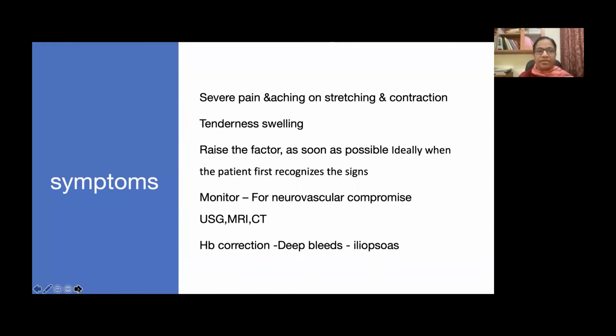So how will it present? That is severe pain and aching on stretching and contraction of the muscle. On examination, there will be tenderness and swelling of the muscles. We have to raise the factor as soon as possible, ideally when the patient first recognizes the signs of hemorrhage. And monitoring is very important by doing a USG, ultrasound examination, MRI or CT, whichever is available, depending upon the clinical condition of the patient. But the dictum is never wait for an investigation to get done. You have to treat the patient first, then investigate.